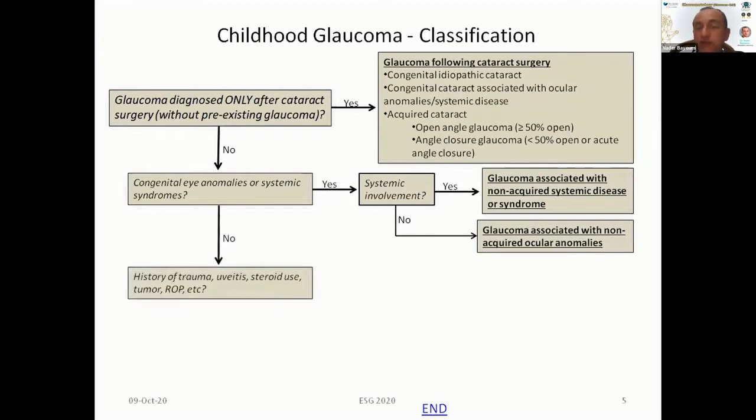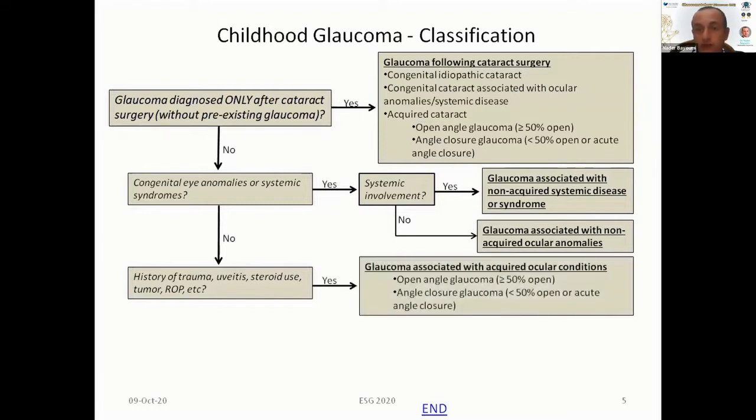If there are no congenital anomalies, we check if there is any history of any condition that is known to result in glaucoma, whether trauma, uveitis, steroid use, tumors, retinopathy of prematurity, etc. If any of these exists, then this would classify the glaucoma as that associated with acquired ocular conditions. And each of these, of course, is classified gonioscopically into open angle or closed angle.